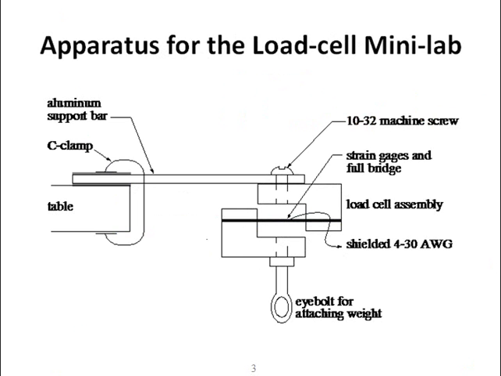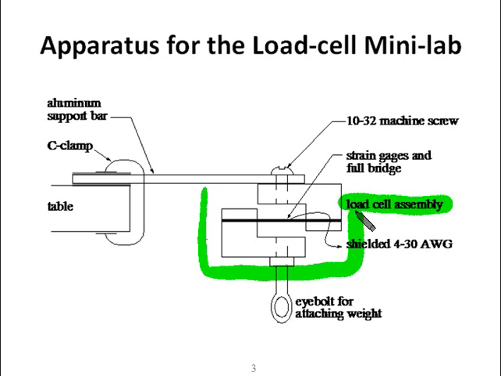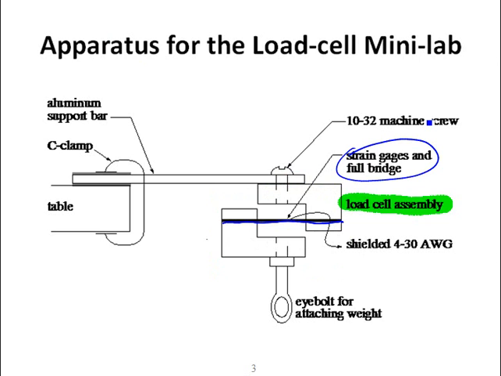This shows how the load cell is set up in the lab. The key component is the load cell assembly. The thin beam carrying all of the 4 strain gauges. The eye bolt used for attaching the weight.